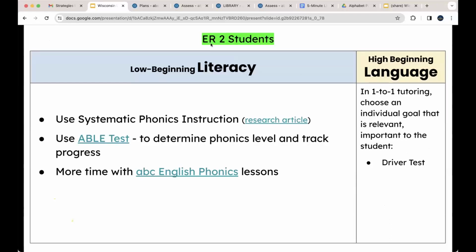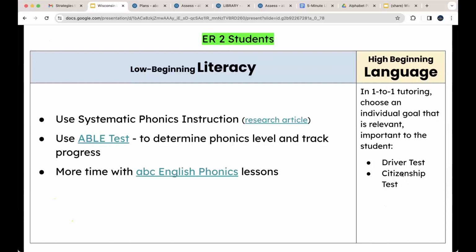This is the type of student that I have been most often working with in my online tutoring, and I've found that during the language portion of the lesson, since it's a one-on-one situation, I found it useful to choose an individual goal that's relevant and important to the student. So for example, I have one student who really wants to work toward getting her driver's license. So we're talking about rules of the road and preparing language for getting ready for the driver test.